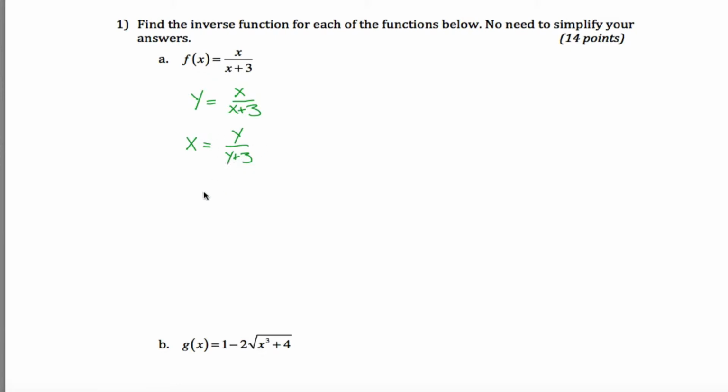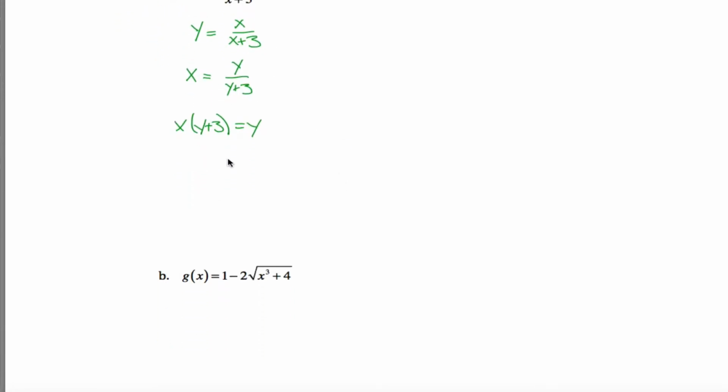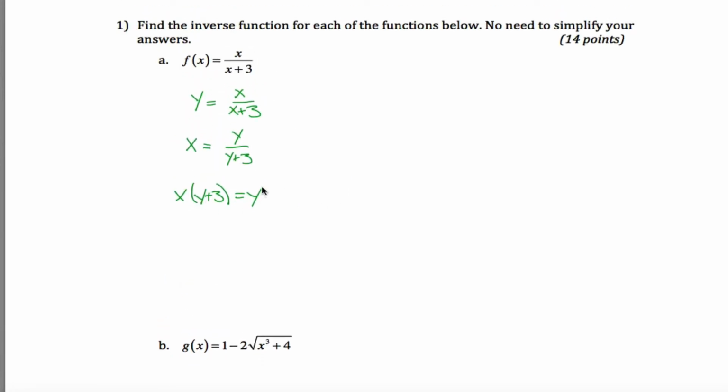Multiply both sides of the equation by y plus 3. So that leaves me with x times y plus 3 is equal to y. Now we fixed the denominator problem, but we still have the problem of multiple y's. And the way we'll fix that is by factoring, but it won't help to factor until we get all the terms with the y in them on one side of an equation. So in order to move the pieces around, I'm going to get rid of the parentheses. I'm going to take this x and distribute it through. So I got xy plus 3x is equal to y.